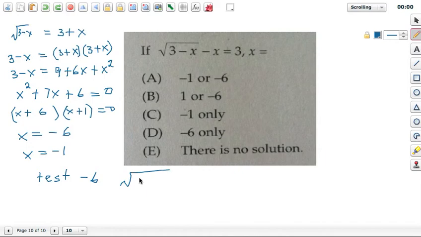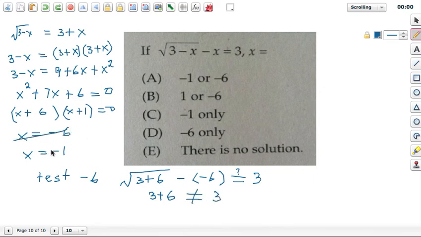So square root of 3 minus 6 is 3 plus 6 minus negative 6. Is that really equal to 3? So this gives you square root of 9, which is 3, plus 6 is not equal to 3. So you reject this one. Let's test for negative 1. So negative 1, 3 minus 1 is square root of 4, which is 2, minus negative 1, which is plus 1, is indeed equal to 3. So your answer is C.